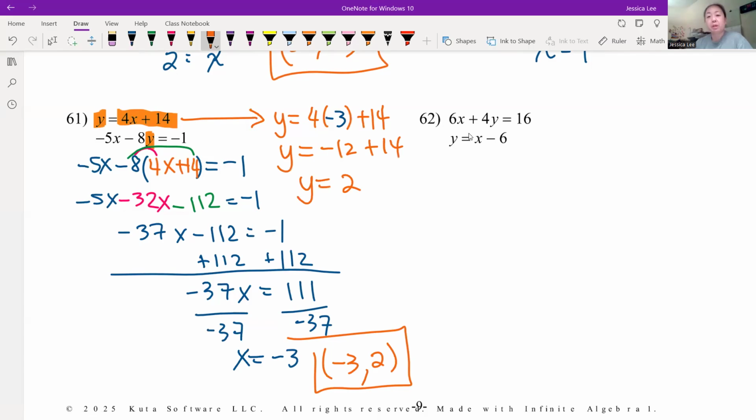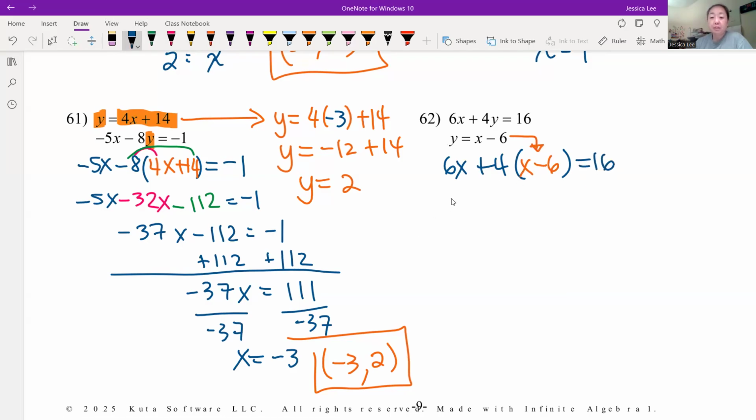All right. So we're going to do the exact same thing as we did for number 62. So we're going to notice that the slope-intercept form is on the bottom. So we're going to plug it into the top. So we got 6x plus 4. Instead of y, what are we putting in? We're putting in x minus 6. Right? That right in there. And we're going to finish it up, and it's equal to 16.